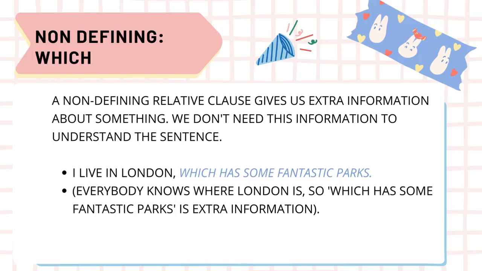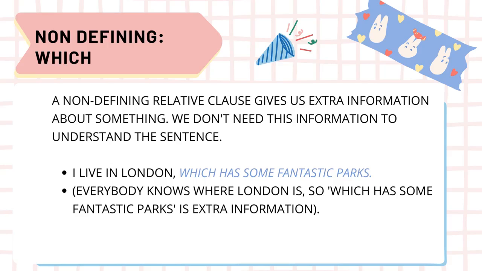So what is a non-defining relative clause? It means we don't need this information. So whatever words after which, we don't need that. We don't need that piece of information after the word which. For example, let's take a look at this sentence. I live in London, which has some fantastic parks. So the clause which has fantastic parks is an unnecessary information. Everyone knows where London is, so we don't have to add extra information like this, which has some fantastic parks.